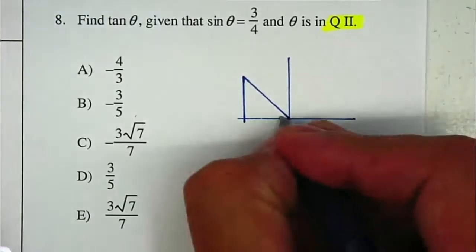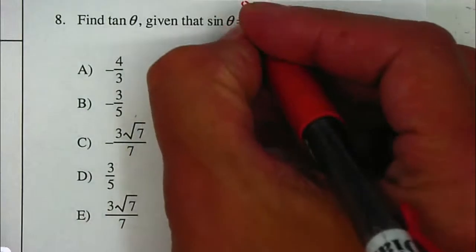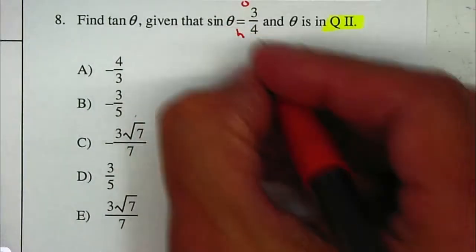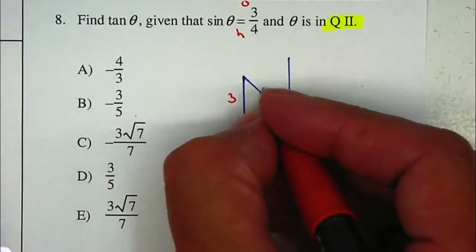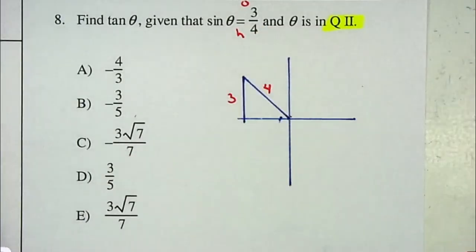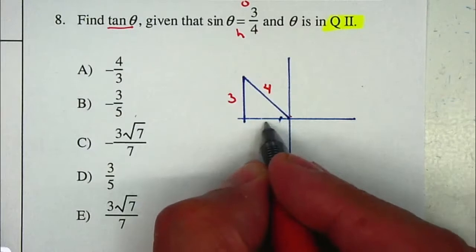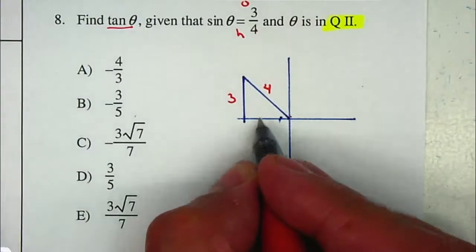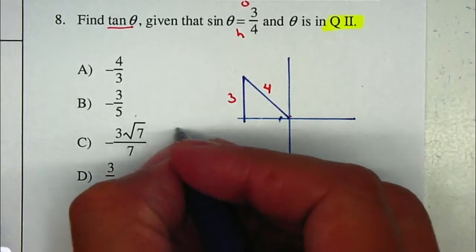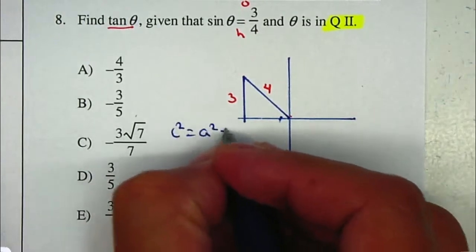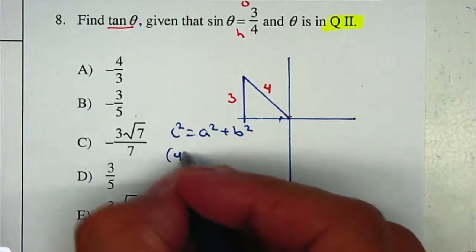Now I'm looking at this angle, and sine is opposite over hypotenuse. So therefore your opposite is 3, and your hypotenuse will be 4. Now since I'm looking for the tangent, I'm going to be needing my adjacent. So I need to be able to find the adjacent. I'm going to use my Pythagorean theorem to find my adjacent. So it'll be c squared is equal to a squared plus b squared. C will be your hypotenuse, which is 4 squared.